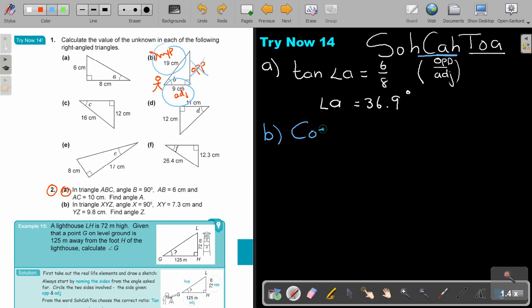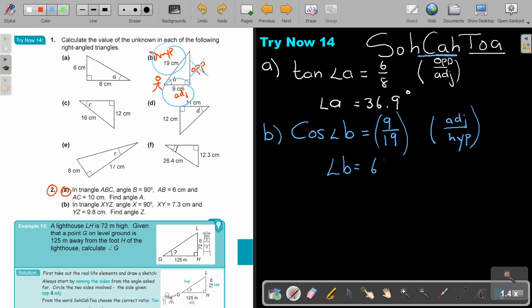So I'm going to say cos of angle B equals adjacent over hypotenuse. So adjacent is going to be 9, hypotenuse is going to be 19. So again, tell your calculator to go to angles by saying shift cos bracket 9 divide 19, close the bracket, and the answer of angle B will be 61.7 degrees. That's the final answer.